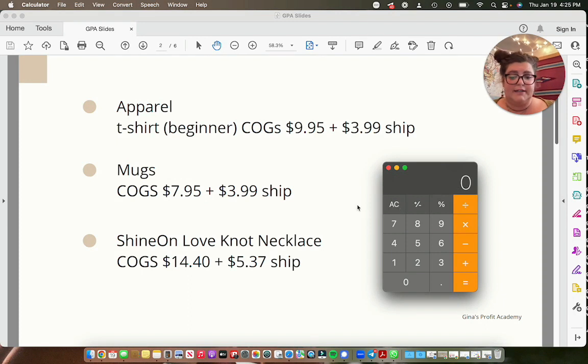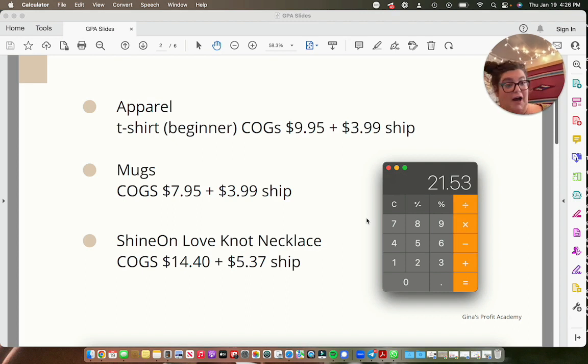Now let's think about a necklace. Okay, let's say we sell a necklace on Etsy for $48. So Etsy's going to want their 14%, which is going to be about $6.70. So we sold it for $48. We're out $6.70. We're out another $14.40 for the cost of the necklace, and then we're out $5.37 for shipping. We've made $20. Now, those are margins that I feel good about.